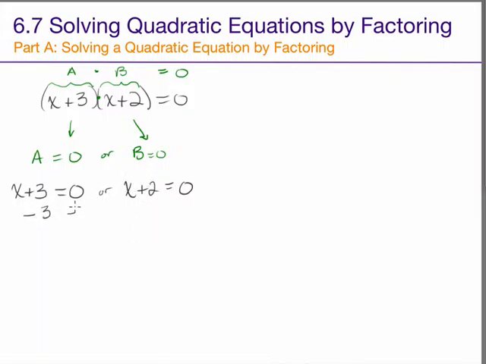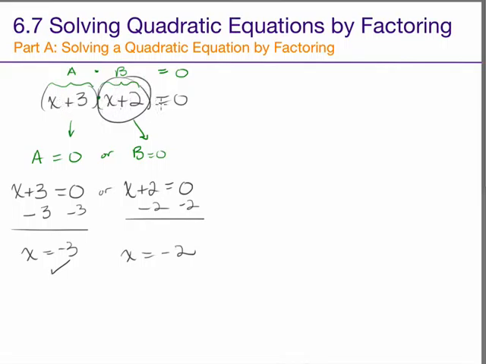Solving this one, I get x equals negative 3. And solving this one, I get x equals negative 2. Those are my two solutions. And I can check them. If x is negative 3, then I get negative 3 plus 3, which is 0. 0 times anything is 0. So that one's going to work. If x is negative 2, then plugging it in here shows me that negative 2 plus 2 is 0, and anything times 0 is 0. So negative 2 will work. Both of these are solutions to this equation.